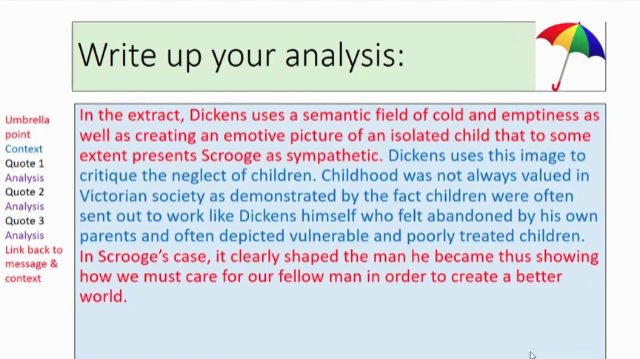Okay, so that's really clear in two sentences, a really clear picture of Dickens's purpose and why, what was going on in the Victorian era that made him feel that way. Now, before we go into the quotes, there is a link back to the bigger point. So in my plan, I popped this at the end. Here it's after the context. It says, in Scrooge's case, it clearly shaped the man he became, thus showing how we must care for our fellow man in order to create a better world. You could stick that before your quotes or after your quotes.